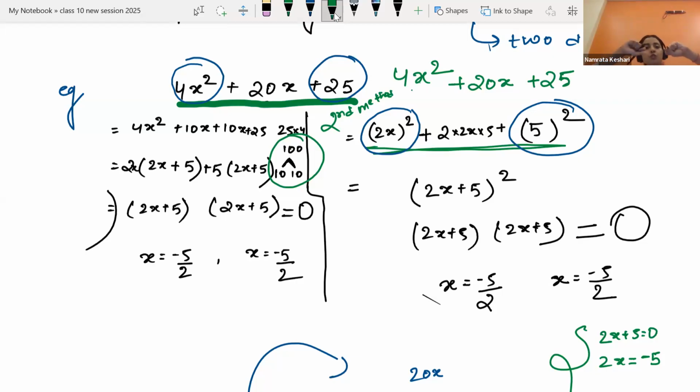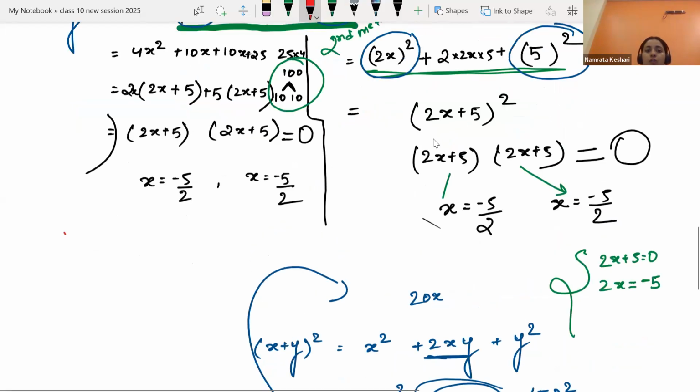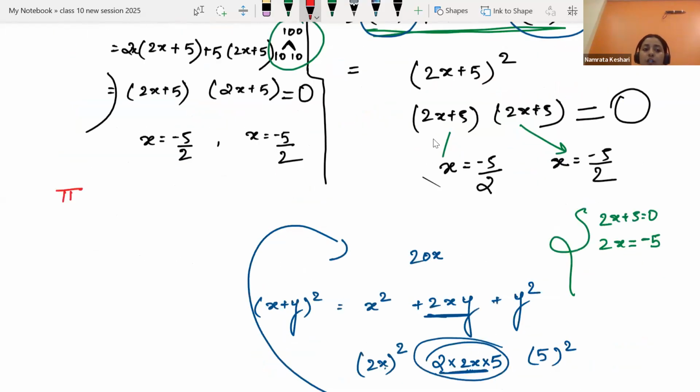That means (2x plus 5) into (2x plus 5), and that is equal to 0. That means the x value is this and the x value is the same. This is the scenario when we are saying there is one and only one solution we have got. Getting it? Yes, ma'am. These two x values are exactly the same. Okay, two times we have got the same value. So here we are going to say that this quadratic polynomial, the above quadratic polynomial, has 1 zero.